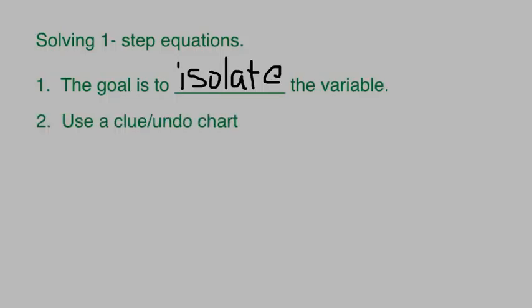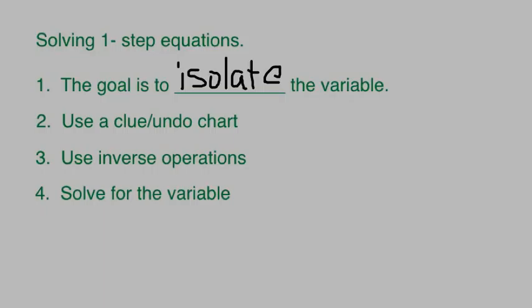Next, I want you to try using a clue undo chart. It will help you understand what the operation is that's going on in the equation and help you to get x on one side of the equation by itself. Always use inverse operations to solve, and remember the left side of the equation has to stay balanced with the right side and be equal.